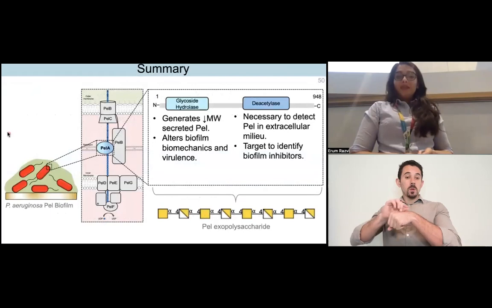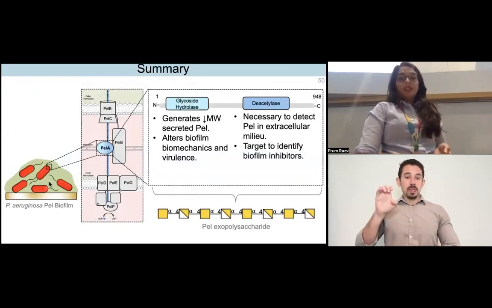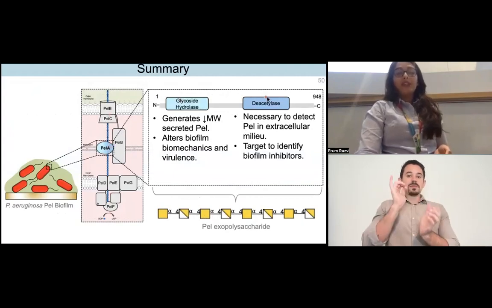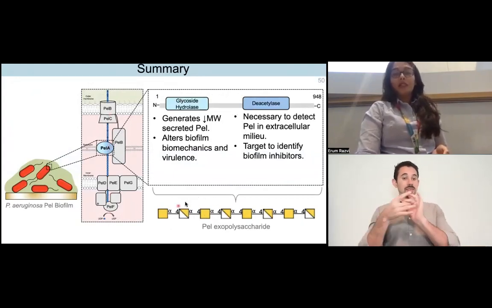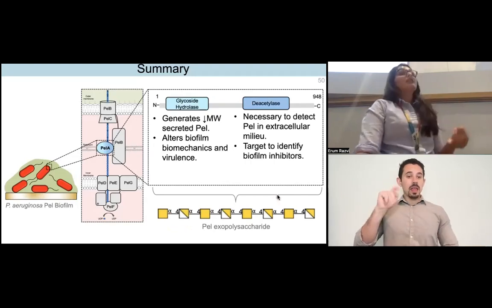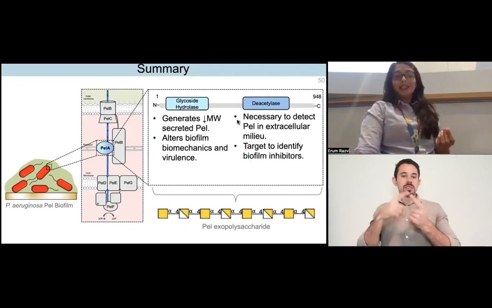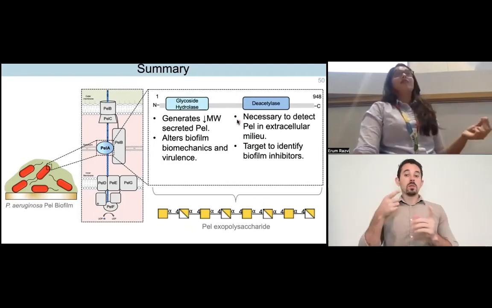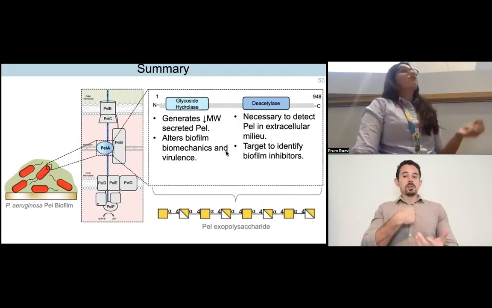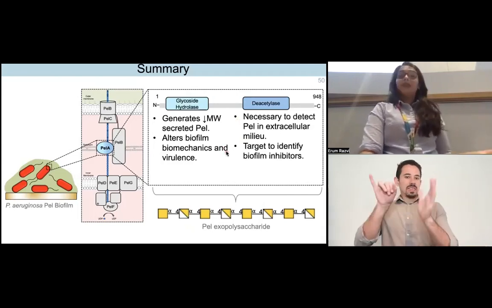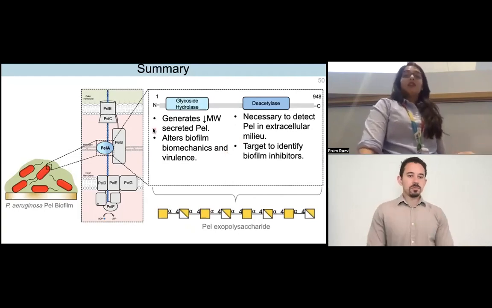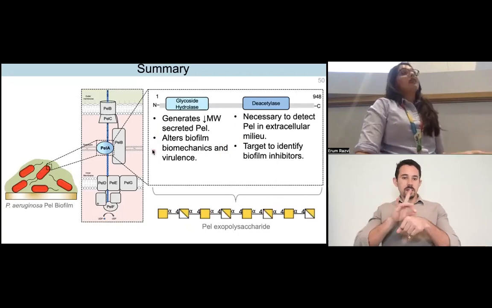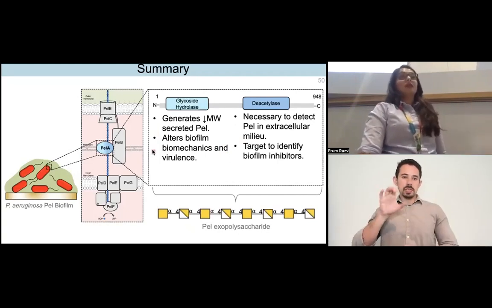So in summary, Pseudomonas aeruginosa biofilms containing the exopolysaccharide Pel contain PelA, a bifunctional modification enzyme that modifies Pel. In the context of Pel biosynthesis, deacetylase activity is necessary to detect Pel in the extracellular milieu and thereby for biofilm formation, which we have demonstrated is a viable target to identify biofilm inhibitors. Hydrolase activity generates low molecular weight secreted Pel, which alters biofilm biomechanics and reduces virulence.